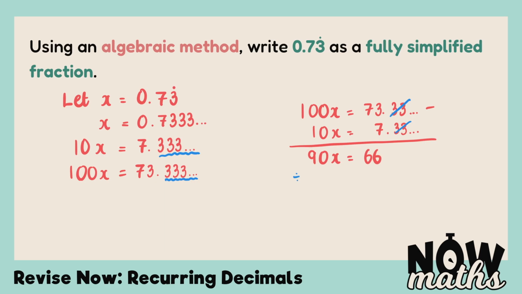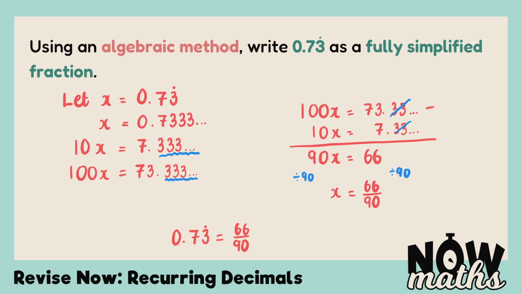So we solve by dividing by 90. And we get x on the left. And 66 divided by 90 we can write as 66 over 90. And since we started by saying that x equals 0.73 recurring, and we've ended up with x equals 66 over 90, that means that we can finish off by saying that 0.73 recurring must equal 66 over 90.